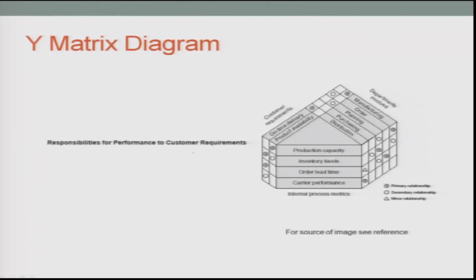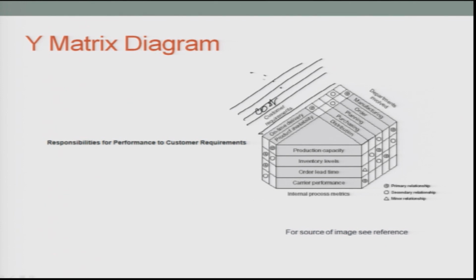In the Y matrix notation, if you look at this diagram, technically it should be in 3 dimensions. So, along one direction you have the customer requirements. So, what are the points? They can be different subcategories also, like where I am drawing these lines parallel to the customer requirements. The points related to the customer can be on-time delivery, product availability, cost, and, say for example, after sales service.